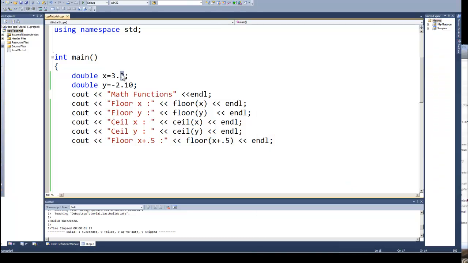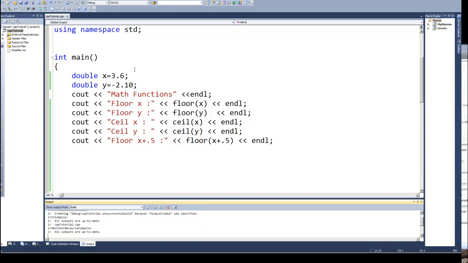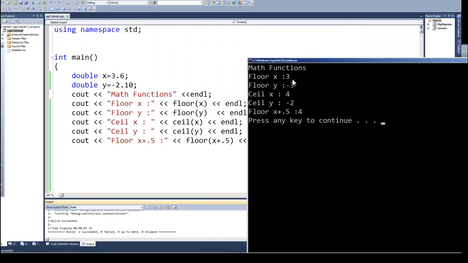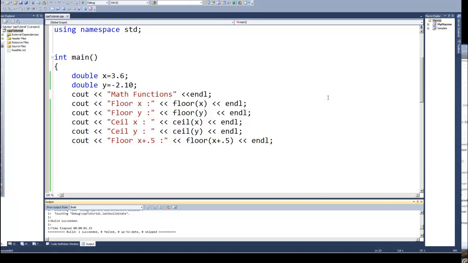Well, let's say that was 3.6 instead. If we've got a value of 3.6 and we run it, now just the floor and the ceiling value did not change in that case, but now notice that the floor plus a half is 4. Well, that has rounded up to the nearest integer, because by adding a half, if the number is greater than a half, it's going to be the next integer up. So 3.5 plus 0.5 would give us 4, and the floor of 4 is 4. So that's a way we can round to the nearest integer using the floor function. Just remember to add a half to it.